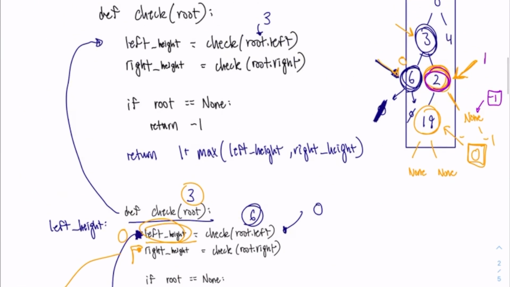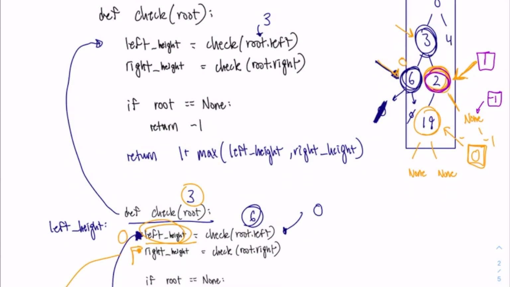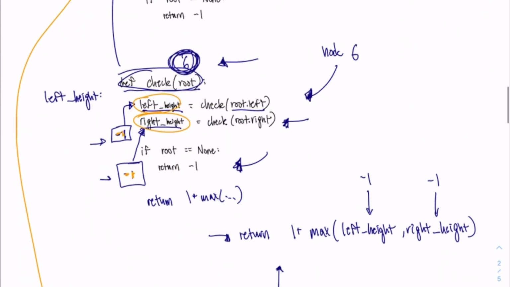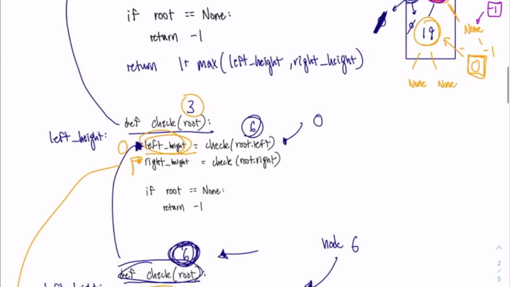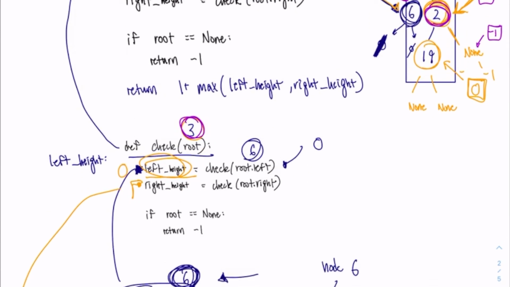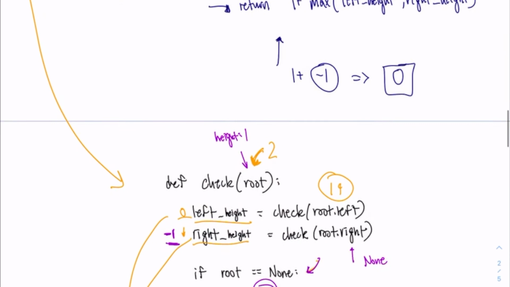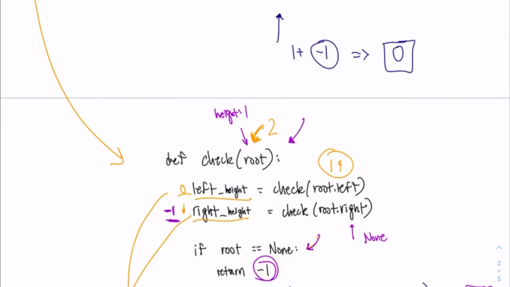So this is 1. So now we can actually go up now that we know that node 6 has a height of 0 and node 2 has a height of 1. We can go back up to the node 3, and we can fill in this right height, which is now going to be 1, because right height for node 3 is the regular check node for node 2.